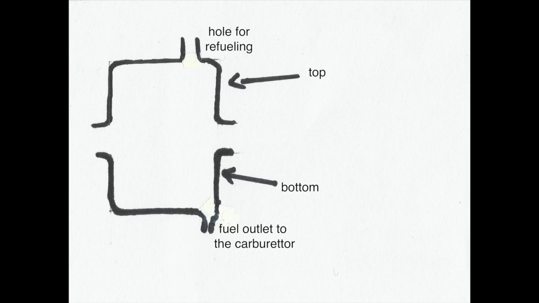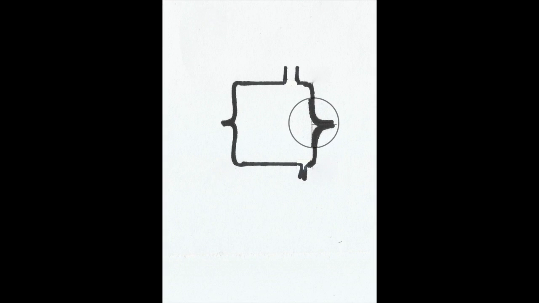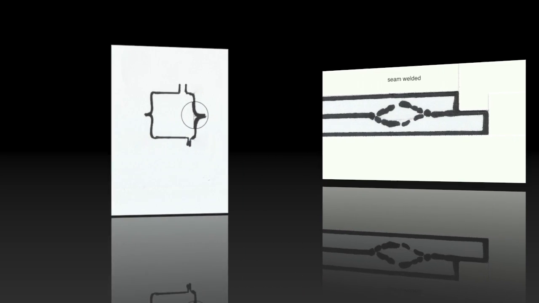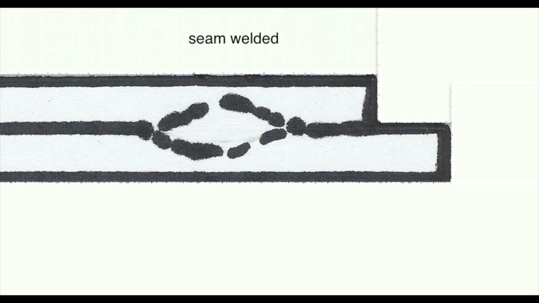Now let's take a look at how these processes come together to build a fuel tank. This is made in two parts. The top and bottom both are constructed from sheet metal that is forged, which not only gives it its final shape, but also punches the holes out for the refueling cap and the fuel outlet for the carburettor. The two pieces of the tank are seam welded, thus ensuring that the fuel tank does not rupture in a low-speed crash.